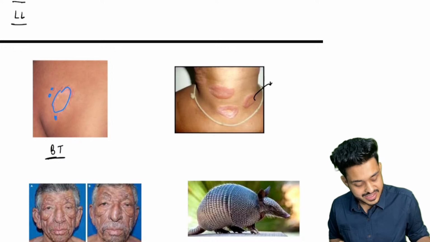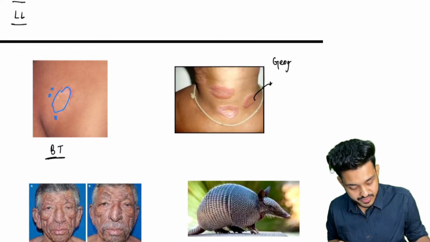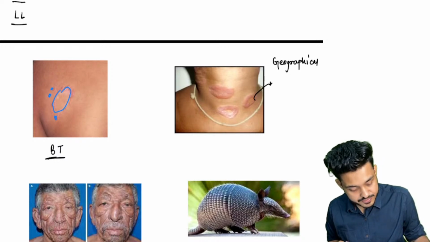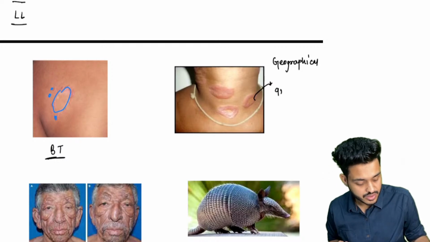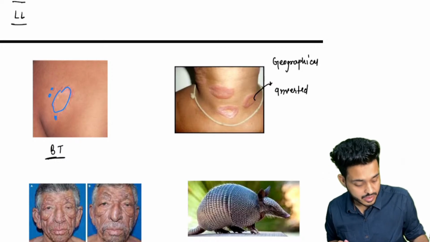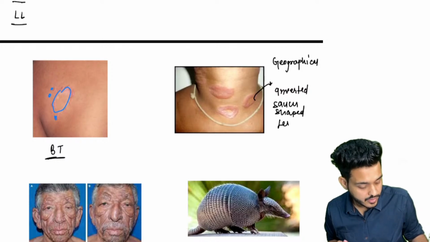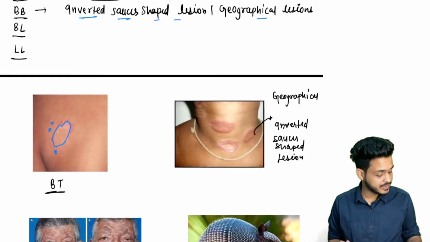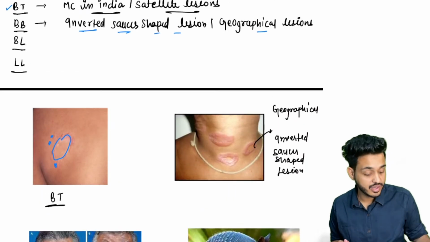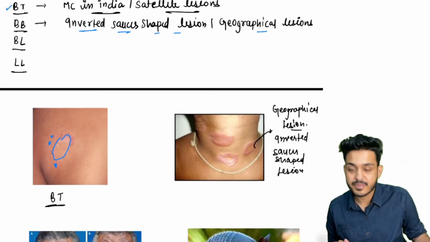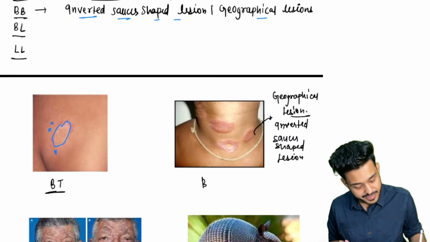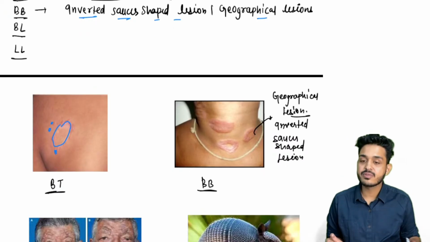Okay, this one is a geographical lesion, or also known as geographical, or you can also call inverted saucer shape lesion. Okay, so this is inverted saucer shape lesion or geographical lesion. That is a feature of which type of leprosy? Answer me guys, that is BB type of leprosy. Okay, BB type of leprosy done.